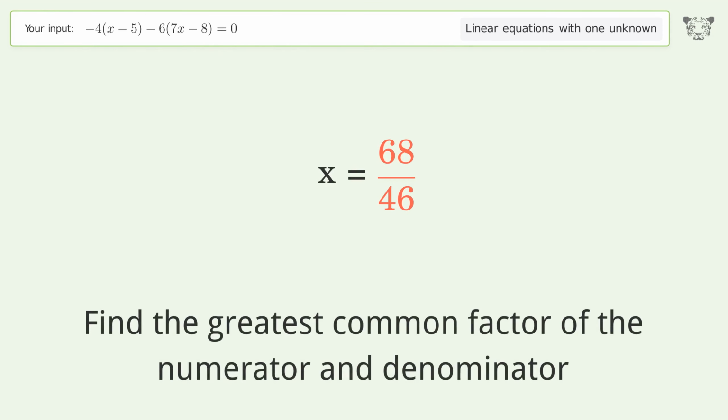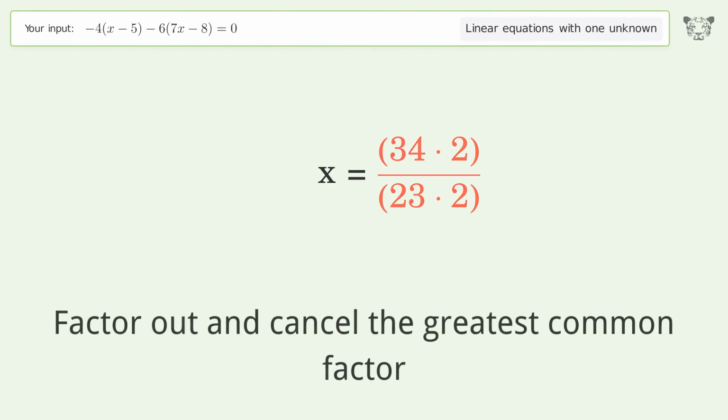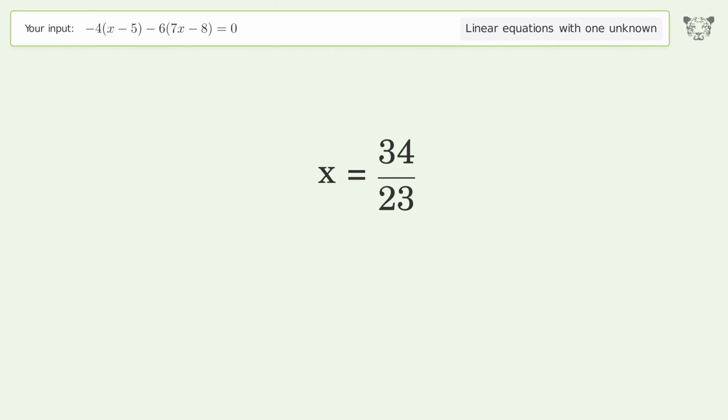Find the greatest common factor of the numerator and denominator. Factor out and cancel the greatest common factor. And so the final result is x equals 34 over 23.